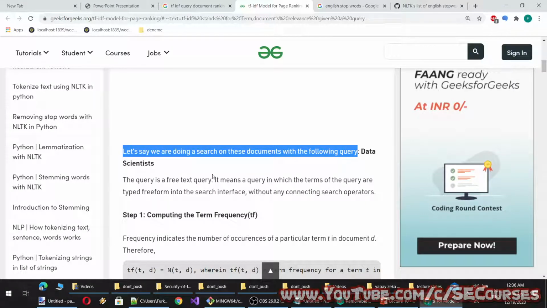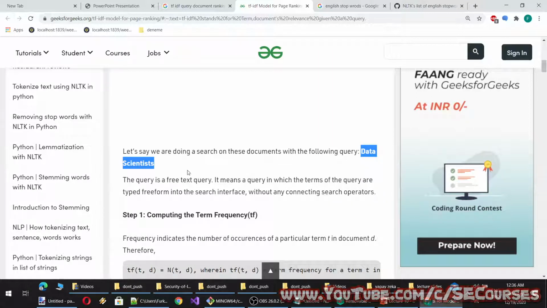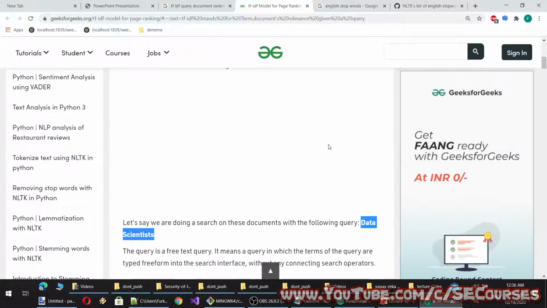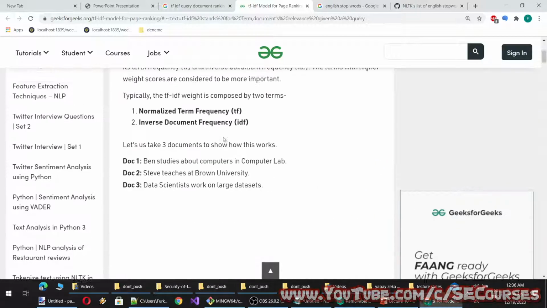Let's say we are doing a search on these documents with the following query: "Data scientists." So you can consider this query as another document. What we are going to do is take a document, let's say D, and rank it according to our other documents, with the relevancy. So document B can be most relevant to document D, document A can be second most relevant to document D, and document C can be the third most relevant to document D. So the query should be considered the same as another document.